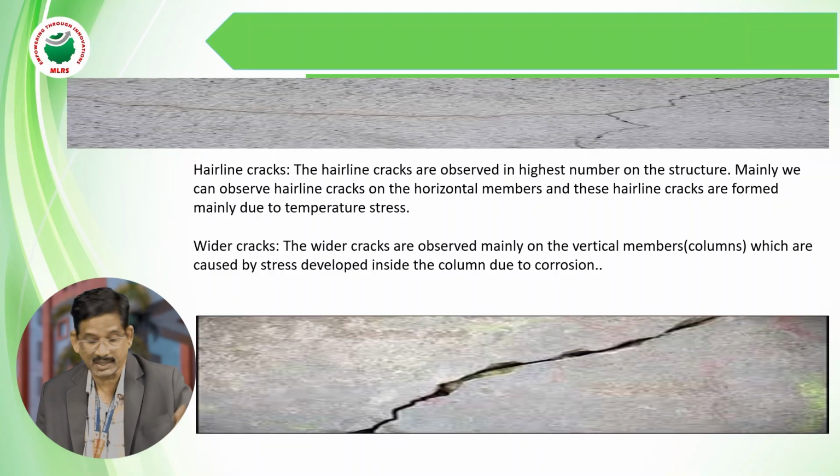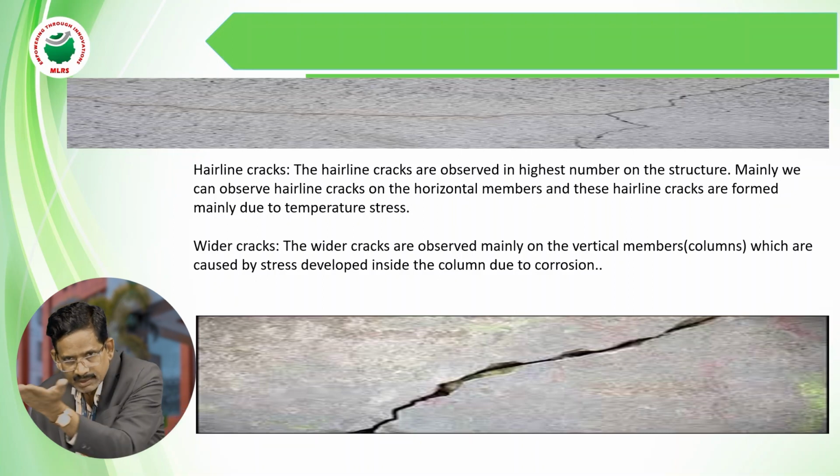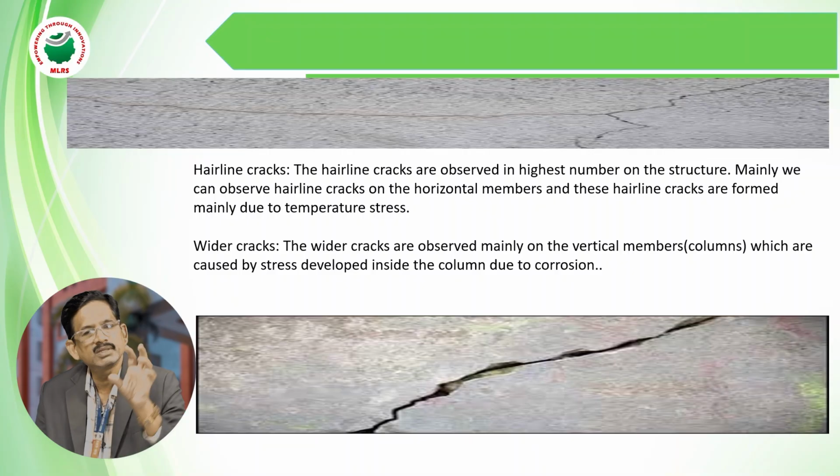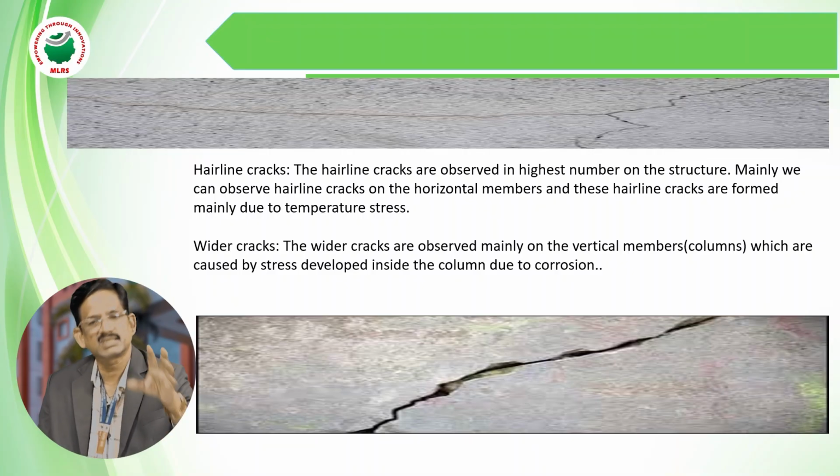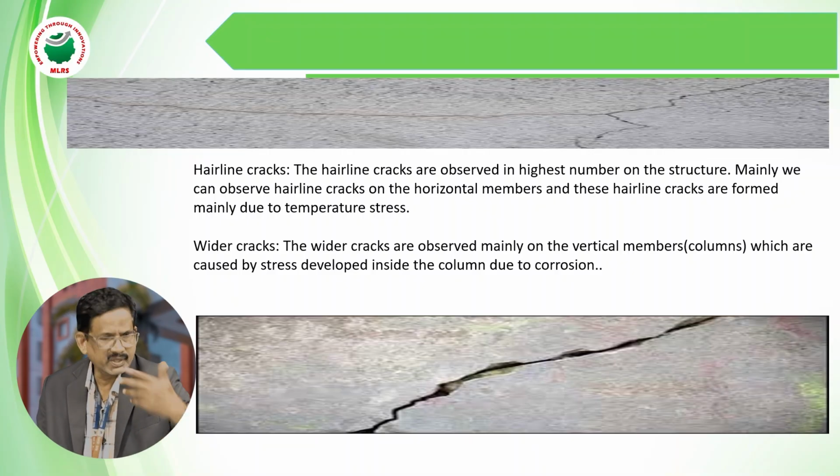Next, wider cracks. This is also seen in the diagram. These horizontal cracks are also called hairline cracks. Next, wider cracks. Wider cracks are mainly observed on the vertical members. Hairline cracks are mainly observed on horizontal members like the beam, and beam is a structural member subjected to bending stresses. So what is the function of the beam?